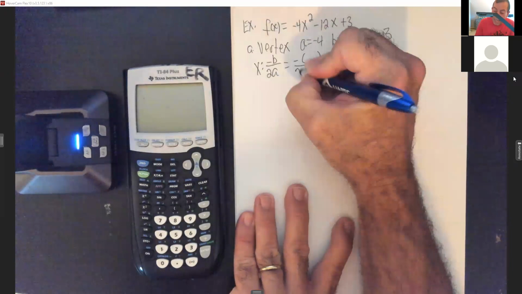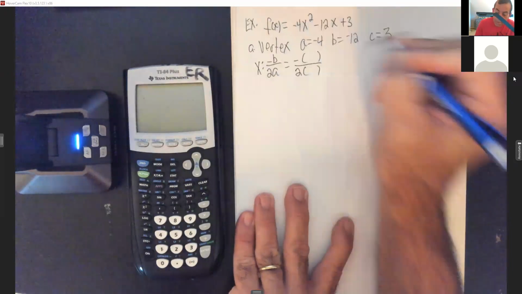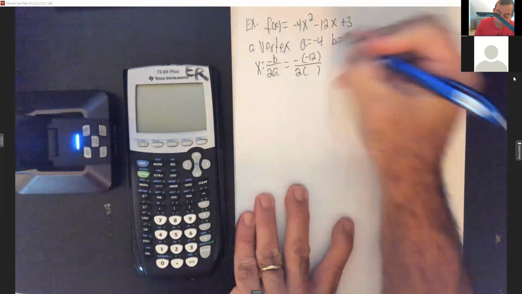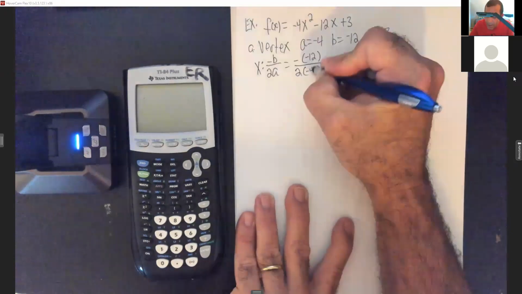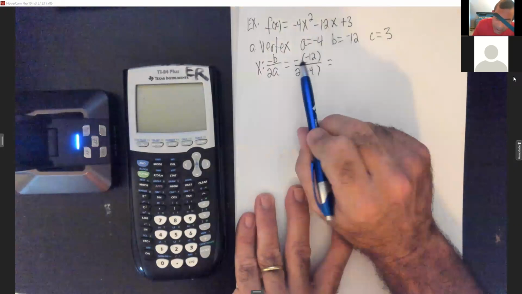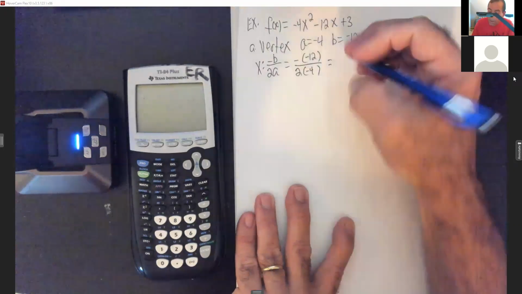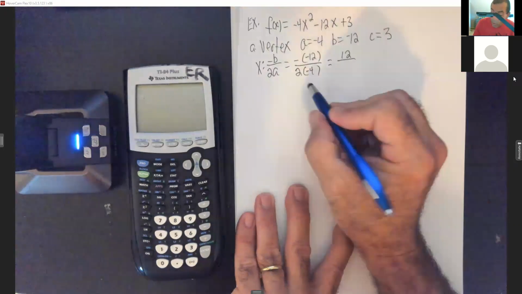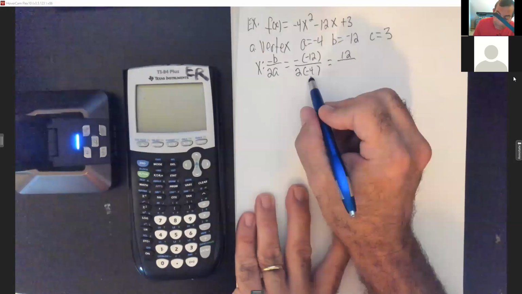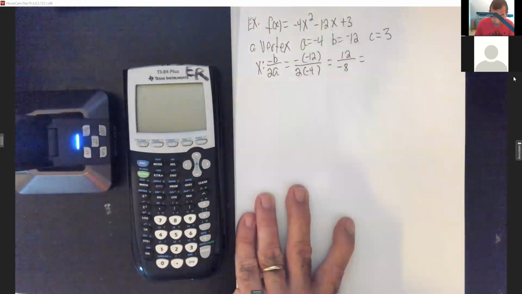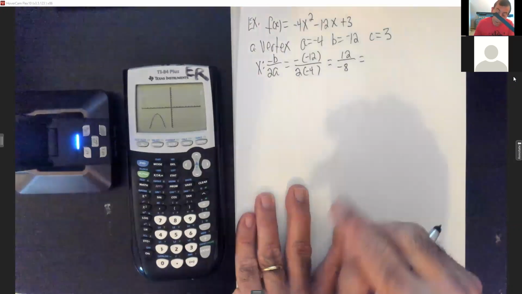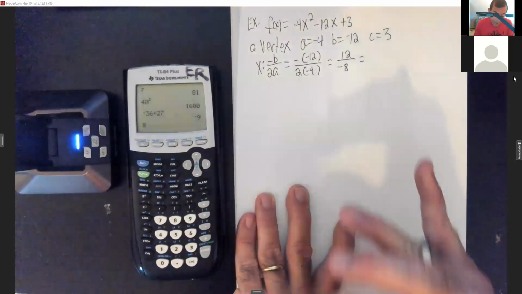All right, B was a -12. A was a -4. Oh, y'all, look what's happening here. Negative times negative makes that a +12. 2 times -4 is a -8. Uh-oh, 12 will not divide by -8. So what I'm going to do is reduce that fraction.